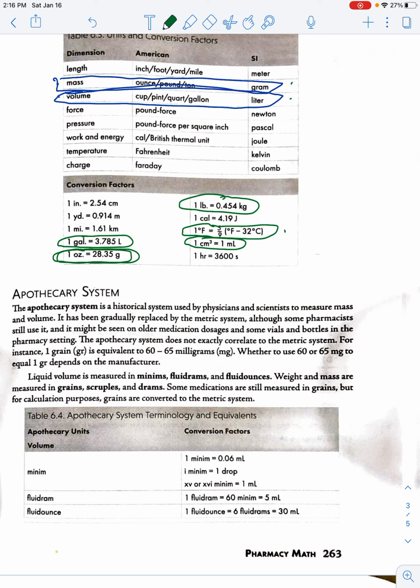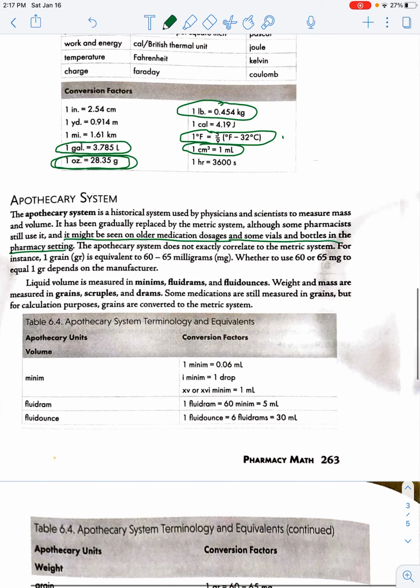All right, now we have the apothecary system, which is a historical system, but it's one that's still used. It's been gradually replaced by the metric system, but some pharmacists still use it. And as it says here, it might be seen on old medication dosages and some vials and bottles in the pharmacy setting. So it would be good to know the conversion factors between apothecary units and metric units as well. And so they give those here.